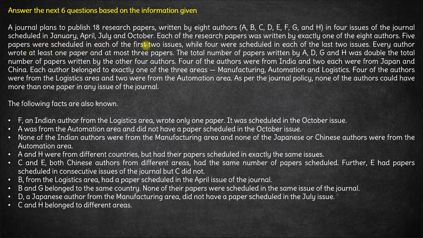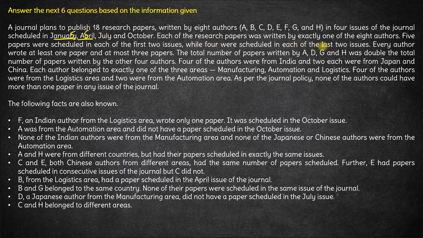5 papers were scheduled in the first 2 issues. So out of 18, 5 were scheduled in the first 2 issues. So this means out of 18, 5 plus 5, 10 were scheduled in the first 2 issues of January and April. So January will have 5 papers published, April will have 5 papers published, so the remaining 8 papers are for July and October.